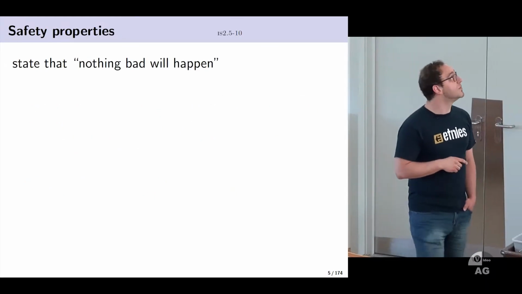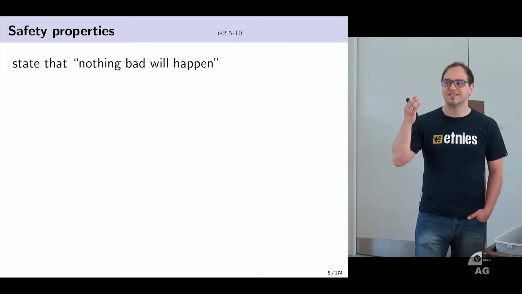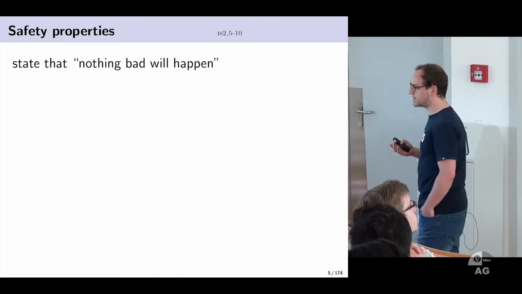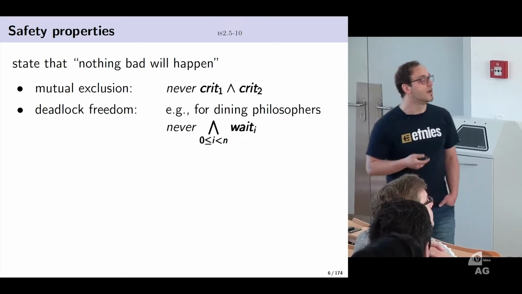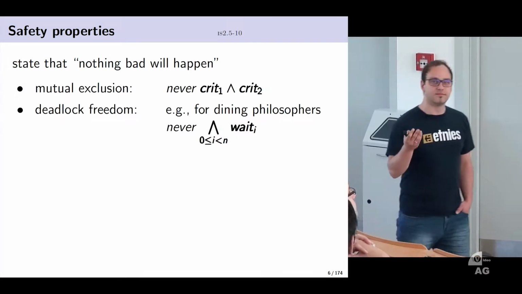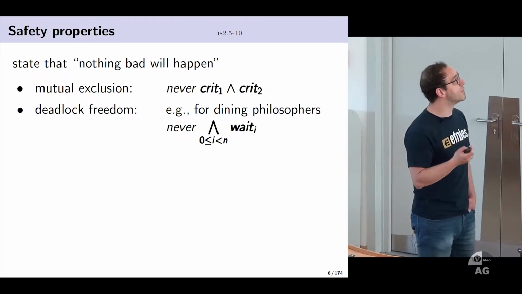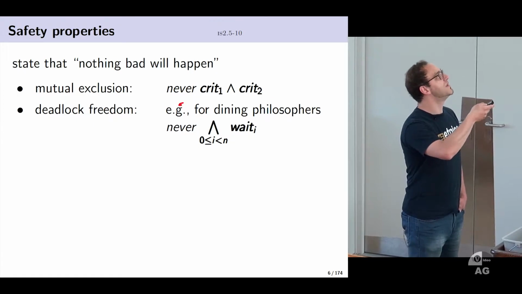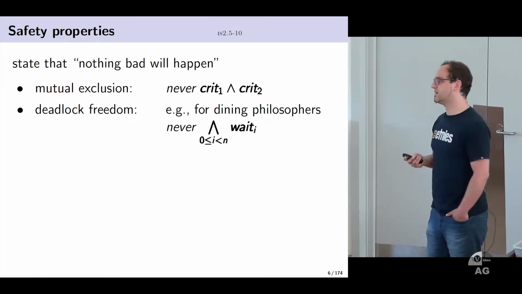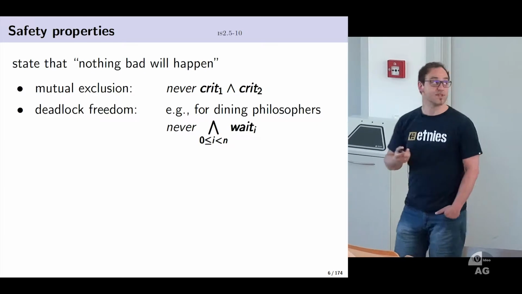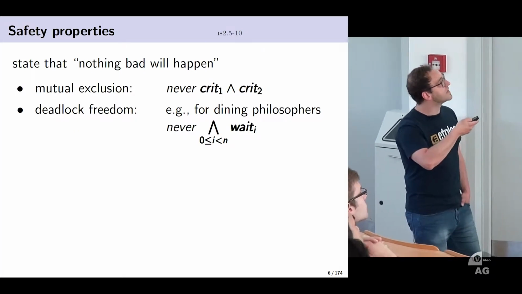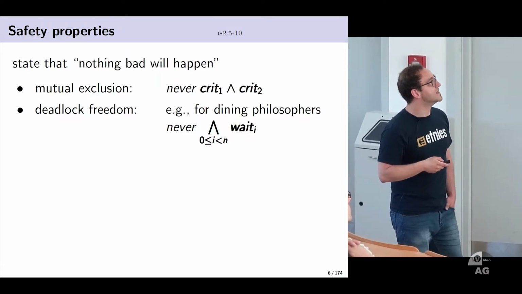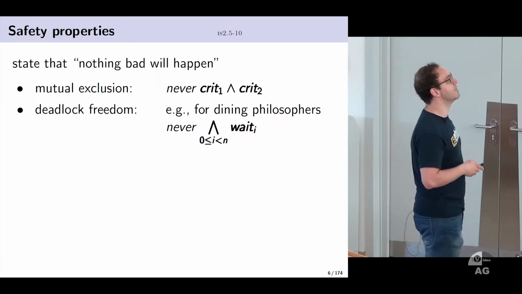And intuitively, we said safety properties state that nothing bad will ever happen, but we have not talked about this further. We only talked about invariants so far. Of course, invariants are kind of properties that follow this pattern. For example, mutual exclusion says, never is it going to be the case that our two processes are in their critical sections at the same time. Or deadlock freedom saying that never all of the philosophers are in state wait at the same time.